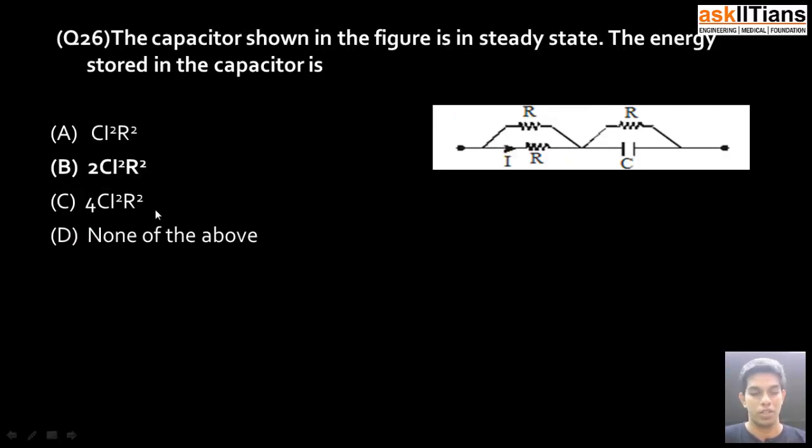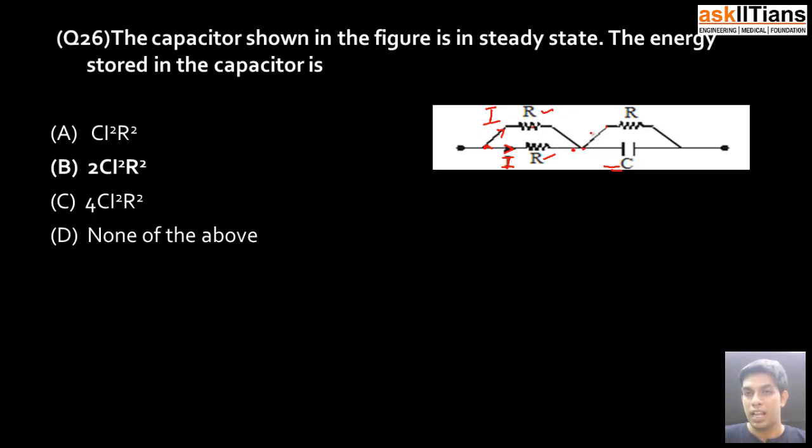Moving on to the 26th question. It says, the capacitor shown in the figure is in steady state. The energy stored in the capacitor is, so I have two resistors of R and R parallel to each other, and in one of the branches current I is flowing, and in the next half of the figure I have a capacitance of C attached in parallel to a resistor R. So if the current I is flowing in this resistance, I can also say that the current I is flowing in this resistor also, because the same resistances are connected in parallel, so they need to have the same potential difference across them. So IR is equal to IR, the same potential across these two resistors.